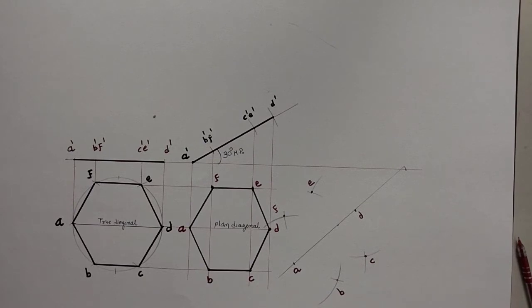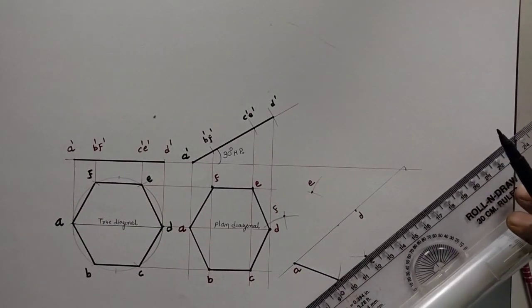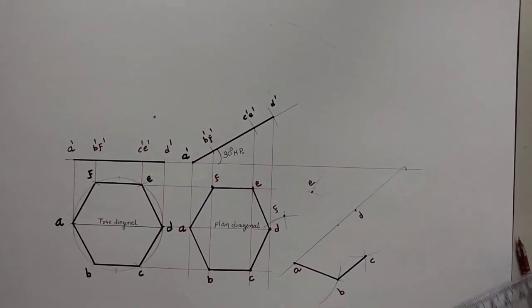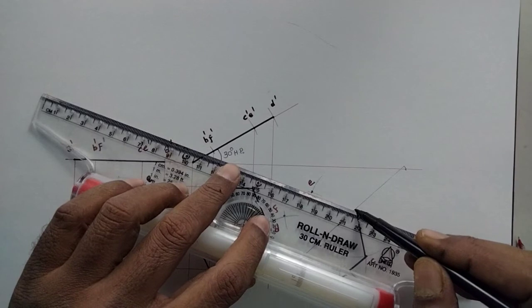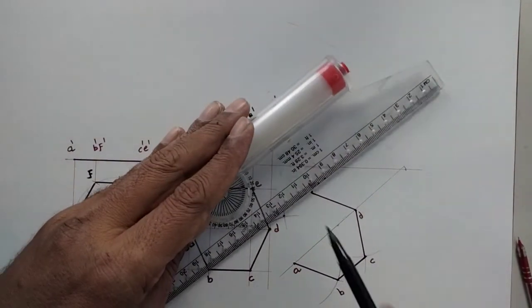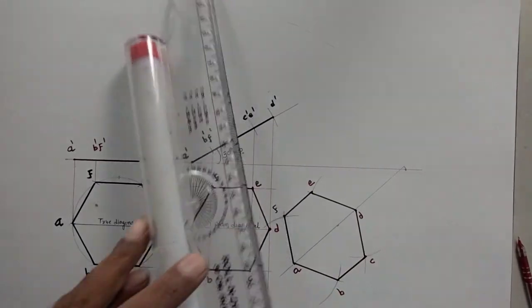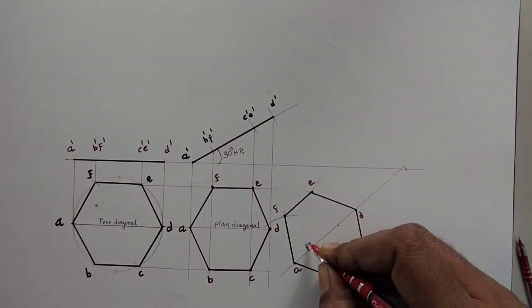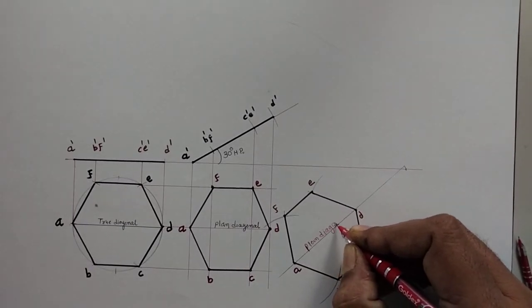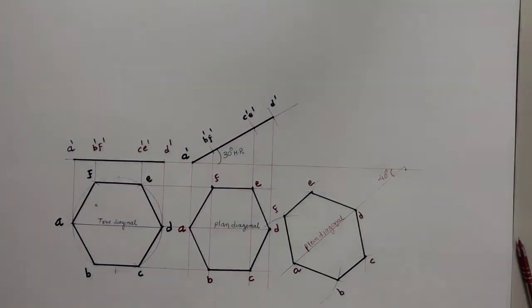So I join all the points: A to B, B to C, C to D, D to E, E to F, F to A. So here we arrange our plan diagonal inclined to VP 40 degrees as per the problem statement.